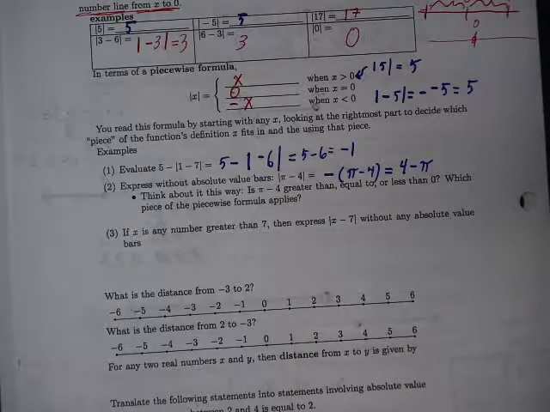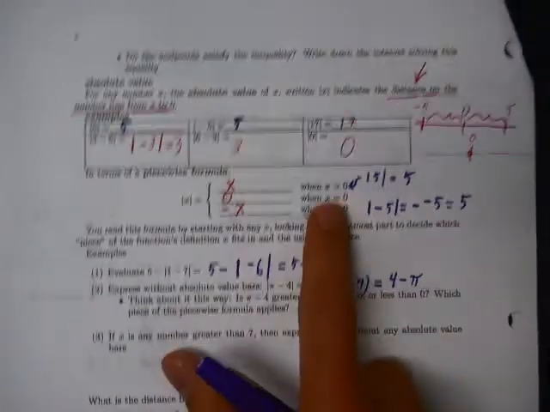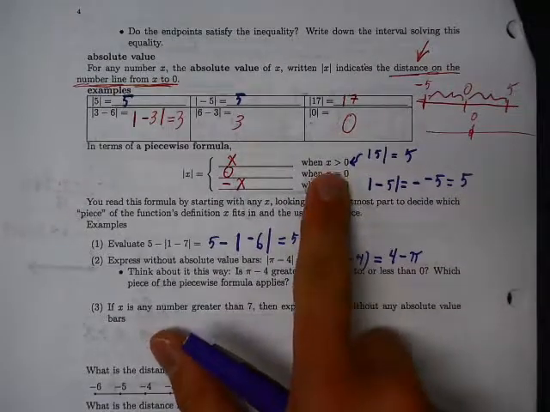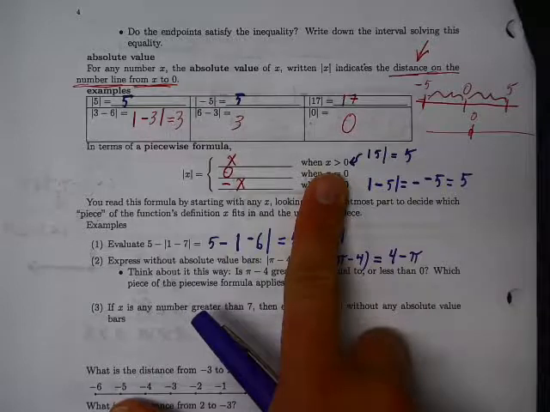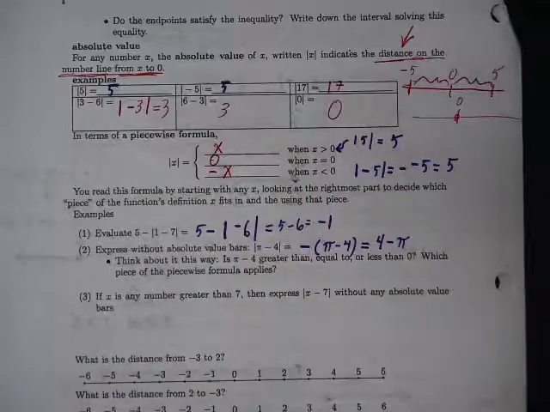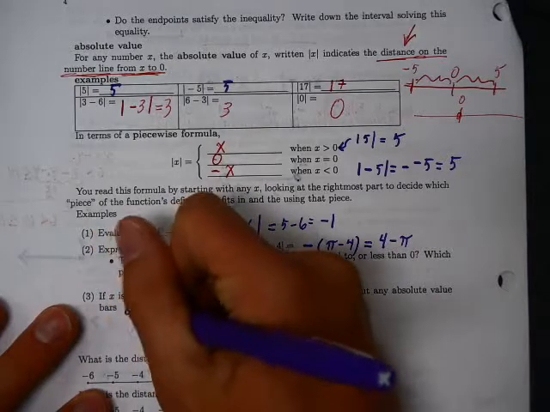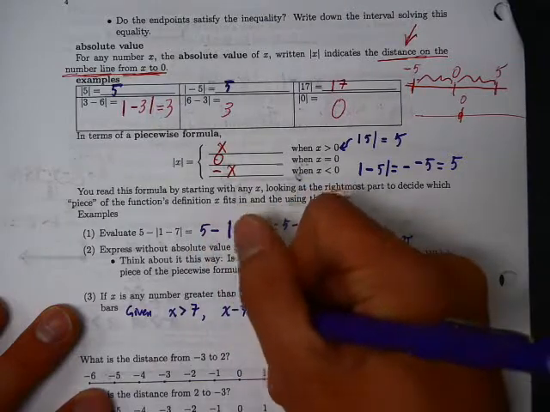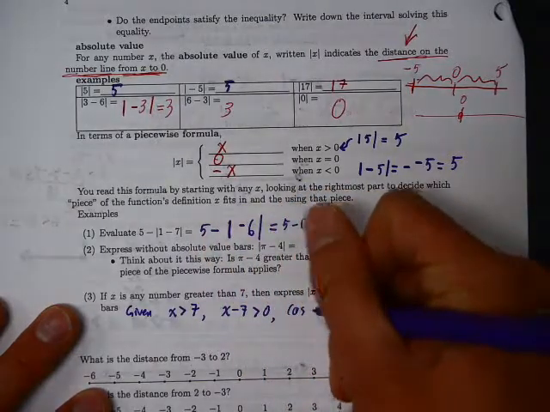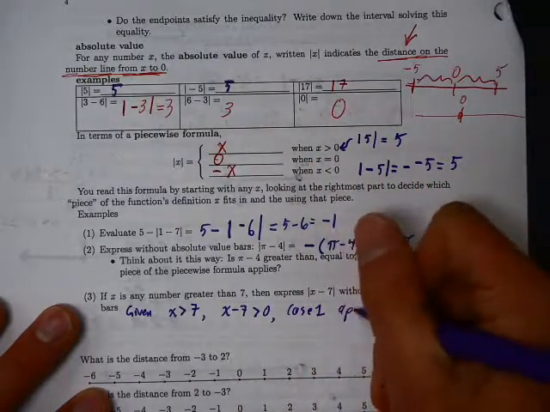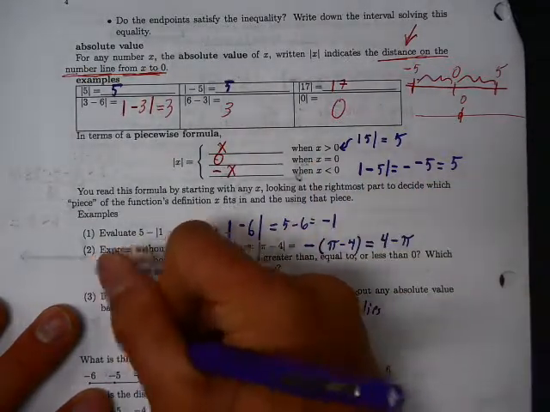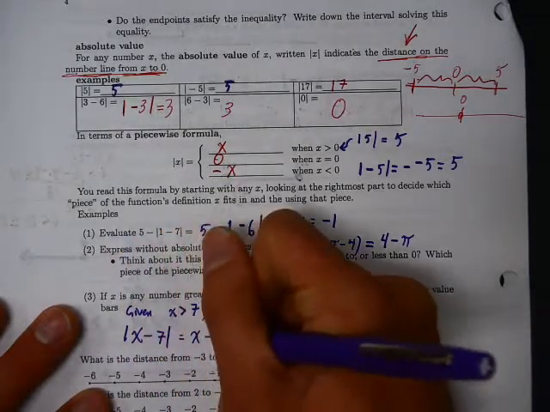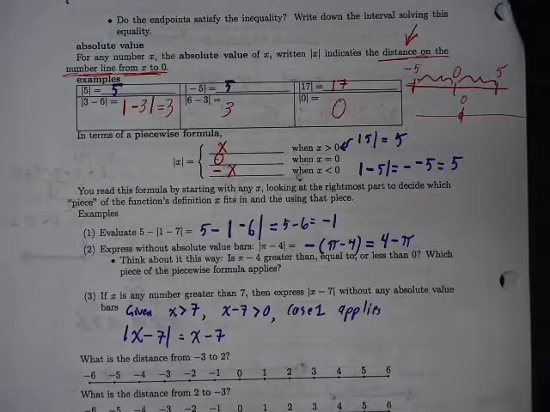Let's express x minus 7 without any absolute value bars using that information. So let's think about it. I'm telling you that x is bigger than 7. I need to care about which of the 3 cases apply. If x is bigger than 7, then is x minus 7 bigger than 0? Yes. So I'm given x is bigger than 7, we'll get x minus 7 is bigger than 0. So case 1 in the formula applies, and the absolute value of x minus 7 is just x minus 7. Okay, pretty good.